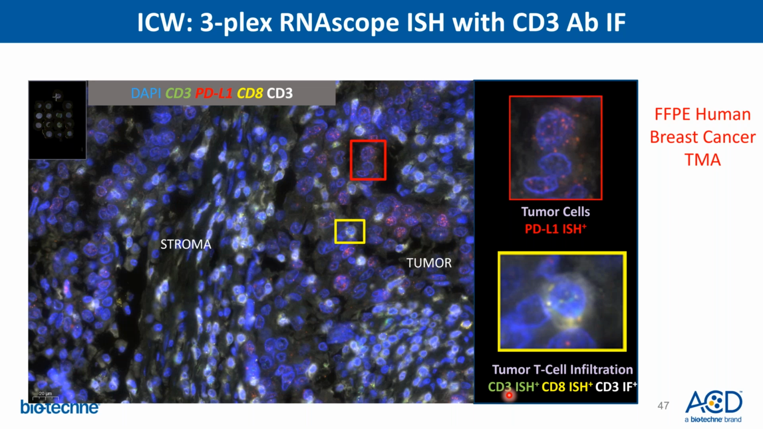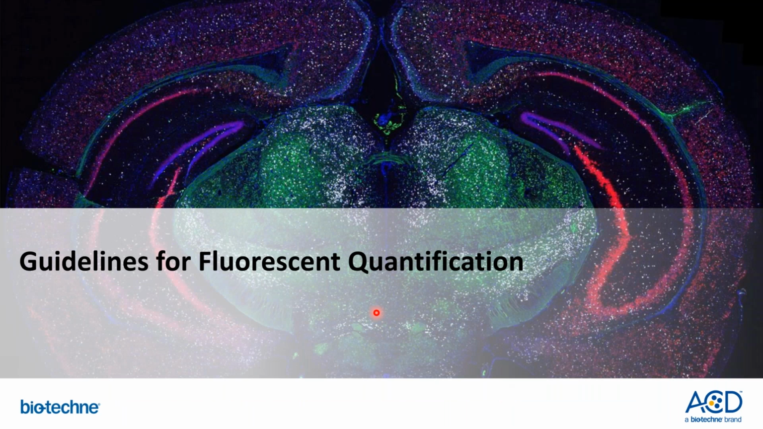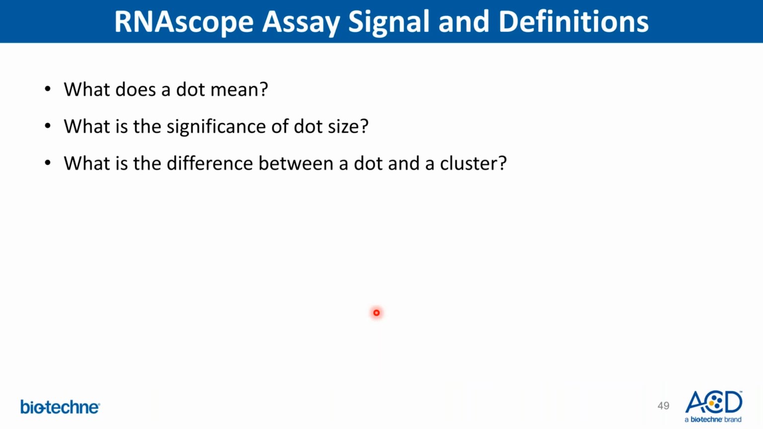Okay, so these were some of the examples for the multiplex RNAscope staining with immunofluorescence using the new integrated co-detection workflow. We'll next look at some of the guidelines on how you can quantify the fluorescent signal. Some of the key questions with regard to assay quantification for the RNAscope assay are: what does a dot mean? What is the significance of a dot size? And what is the difference between a dot and a cluster?